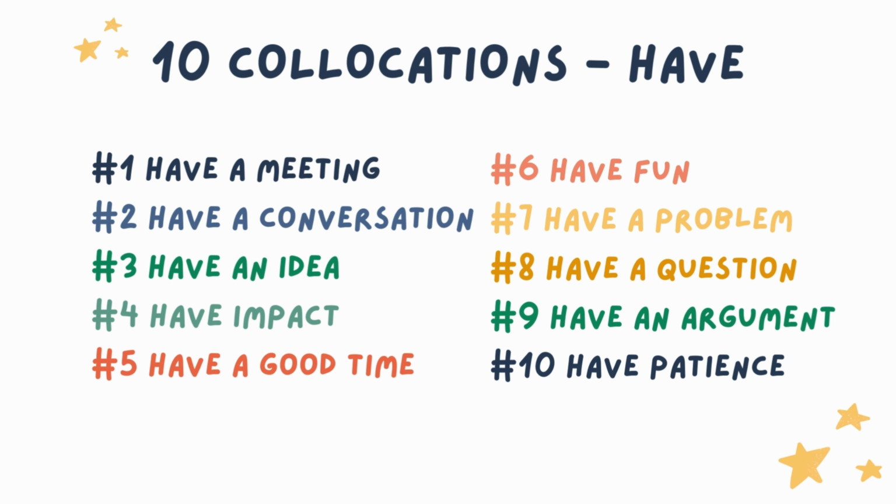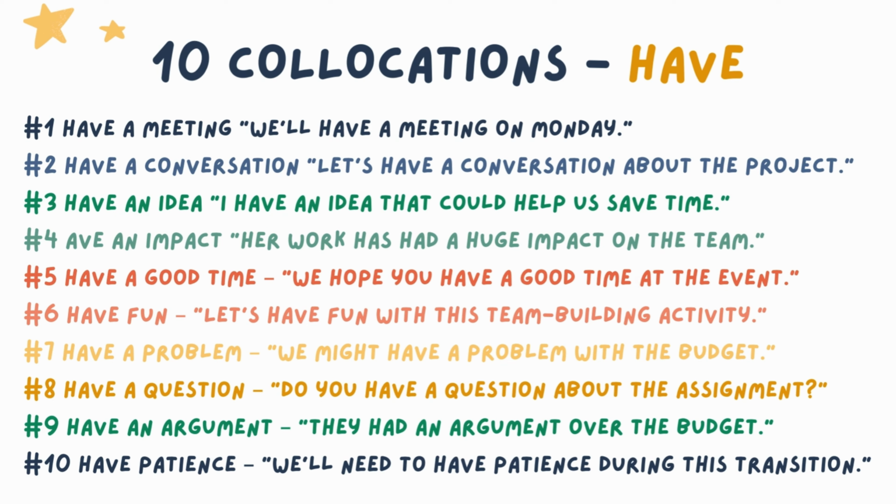Moving on, we find the verb to have, which is very common. You can say to have a meeting, to have a conversation, to have an idea, to have impact, to have a good time, to have fun, to have a problem, to have a question, to have an argument, and to have patience. Now let's look at some sentences.